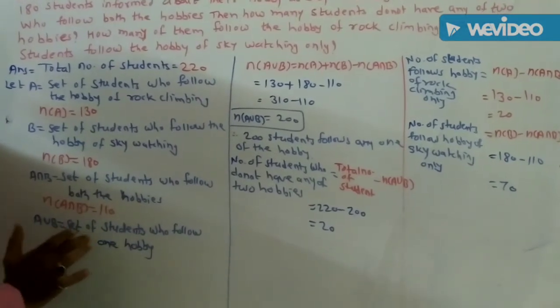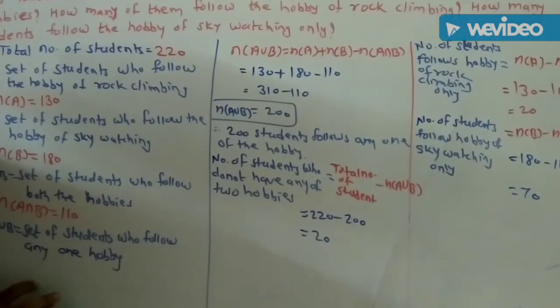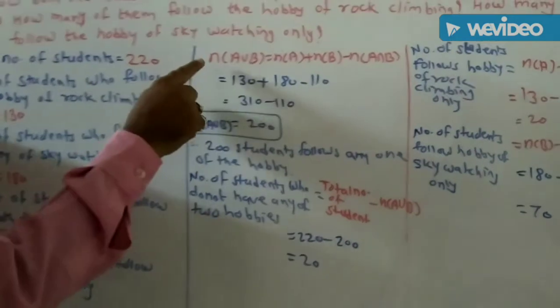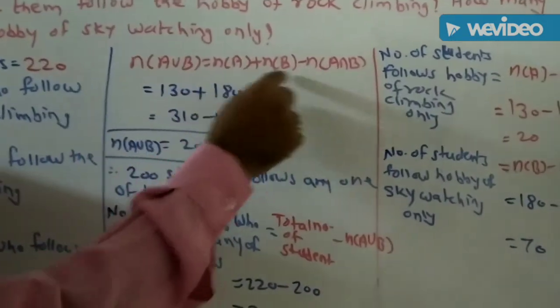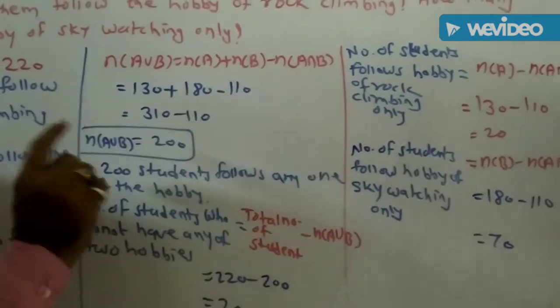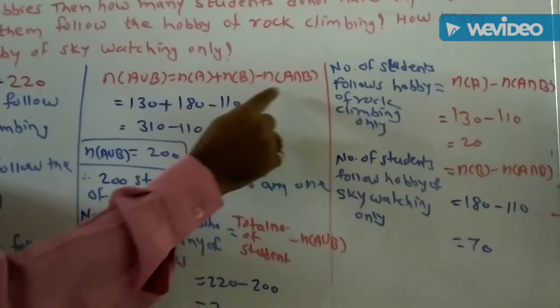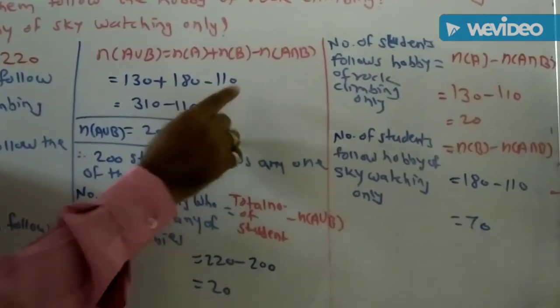Now A union B we take as the set of students who follow any one of the hobbies, which is not given. To find this, we use the relation number of A union B is equal to number of A plus number of B minus number of A intersection B. Number of A is given 130 plus number of B 180 minus number of A intersection B 110.